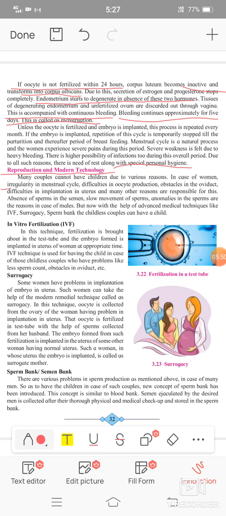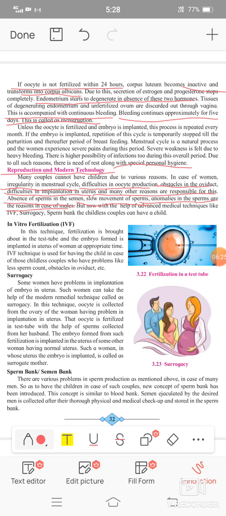The first reason is irregularity in the menstruation cycle. Second, difficulty in oocyte production, obstacle in the oviduct, difficulties in implantation in the uterus, and many other reasons related to the female body. In men, absence of sperm in semen, slow movement of the sperm, and anomalies in the sperm are the reasons in case of males. Some reasons are for the female and some reasons are for the male.